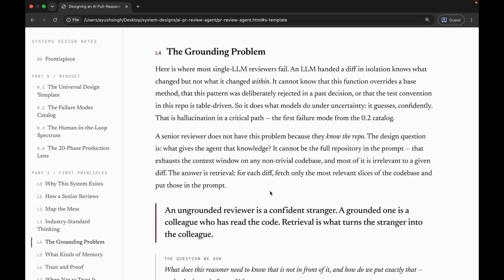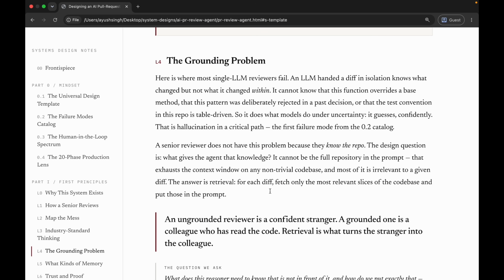Then the grounding problem. We started with our senior review agent, and then we figured out what we're doing: we're mapping every component and writing the solutions for it. So what is the grounding problem? As we saw, a senior reviewer does not have this problem because they know the repo. Because they already know the repo, they have the context and everything.